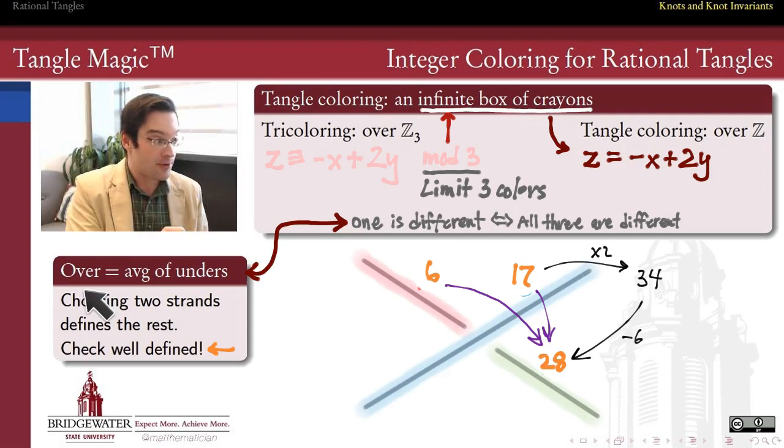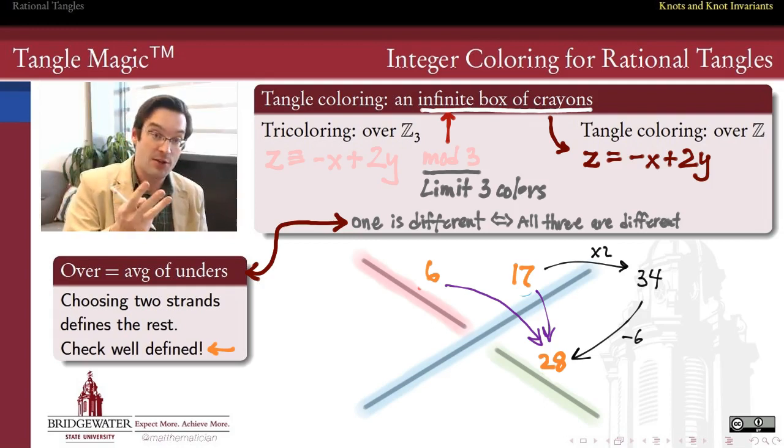The shorthand that I always use to remember this is that the overstrand is the average of the two understrands. And in that mindset, it's clear why if two of those are the same, the third one has got to be the same. And that if two of them are different, the third one has to be different still. It's not possible for three integers for the middle to be the average of the other two.